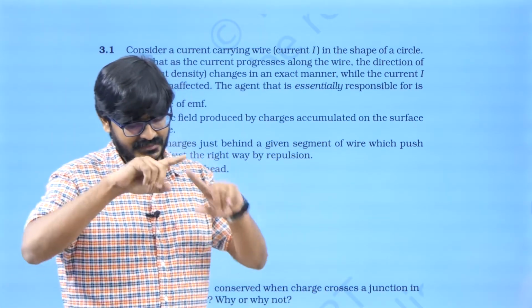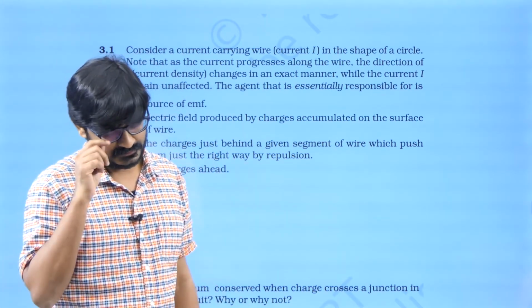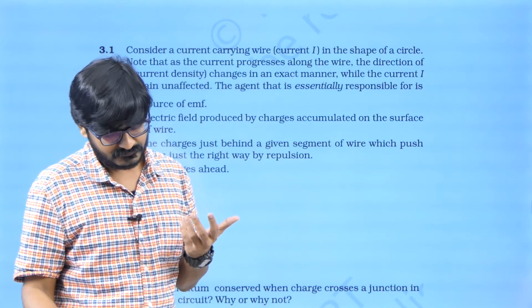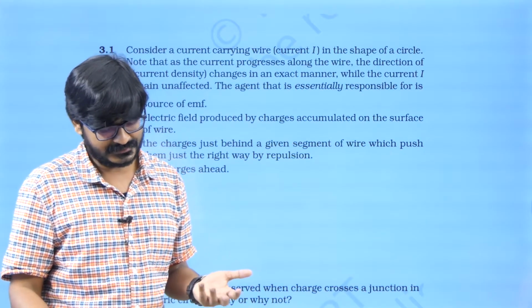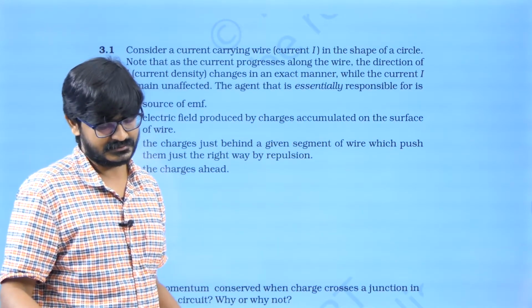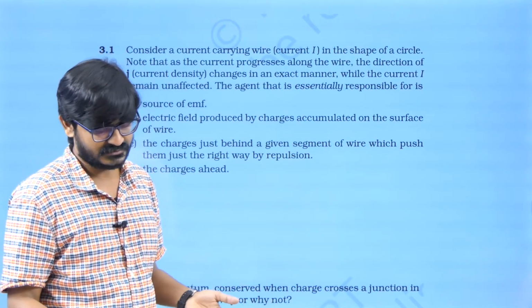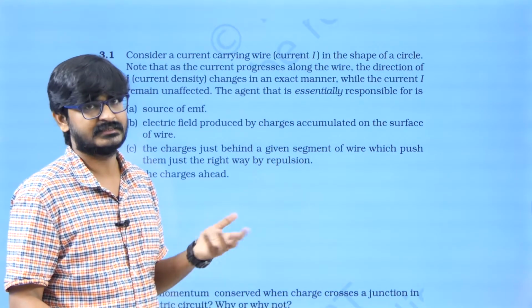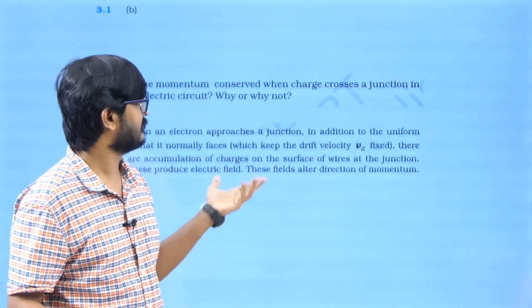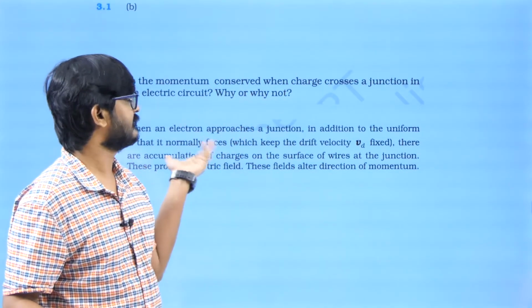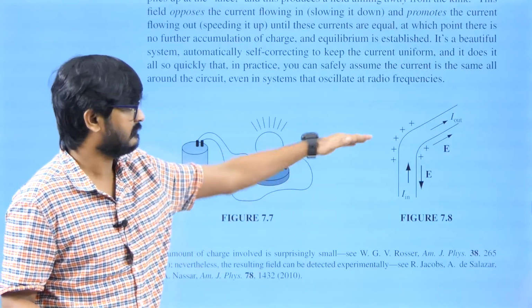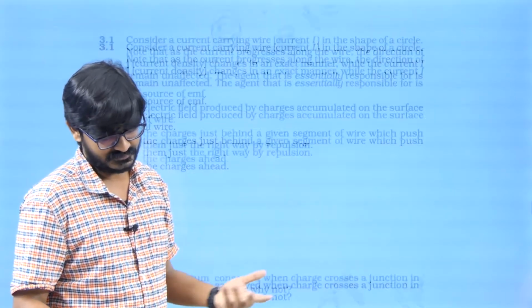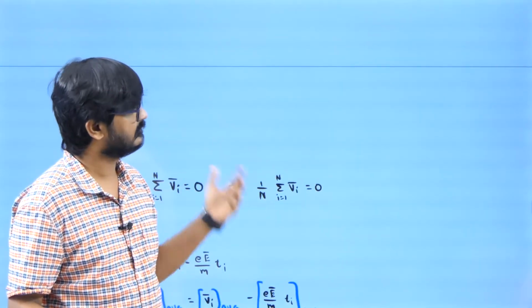So if the current carrying wire is in the shape of a circle, then who is that agent responsible for making the electrons change the direction? Which we have seen, it is the electric field produced by the charges accumulated on the surface. Now similarly, going to the next one, at a junction there will be electric field. Anyway, those two things you can do yourself from there.